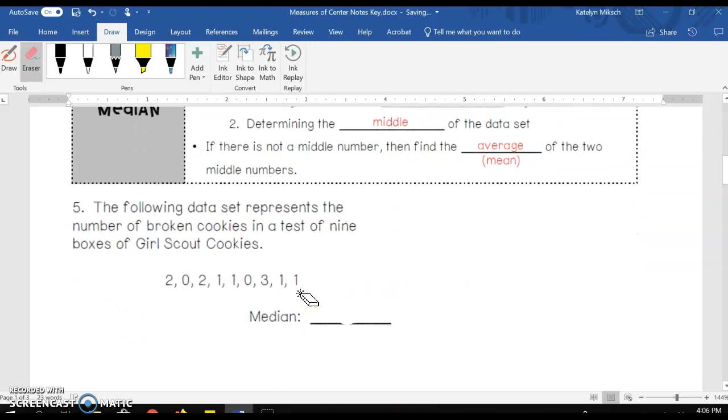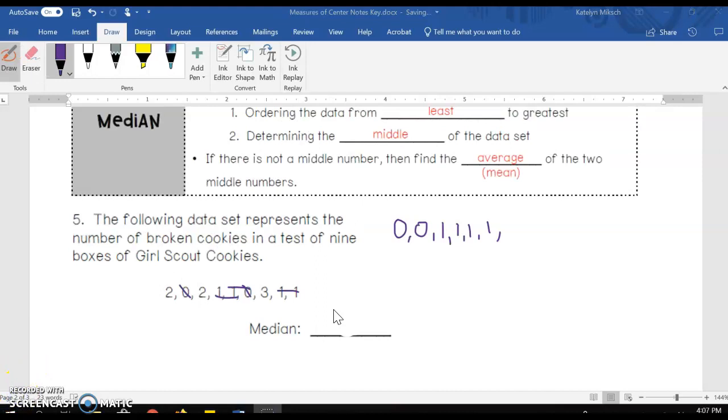It says the following data set represents the number of broken cookies in a test of 9 boxes of Girl Scout cookies. So our numbers, as you notice, they are not in order right now. Our first step is we're going to have to make a list of the numbers in order from least to greatest. So go ahead and do that right now.